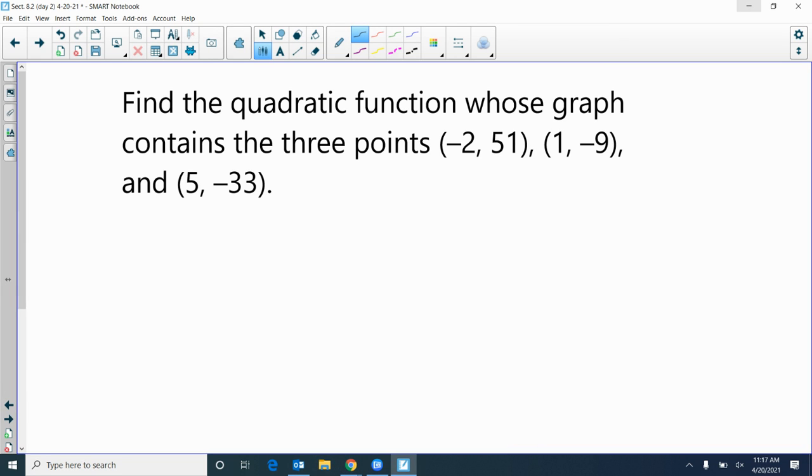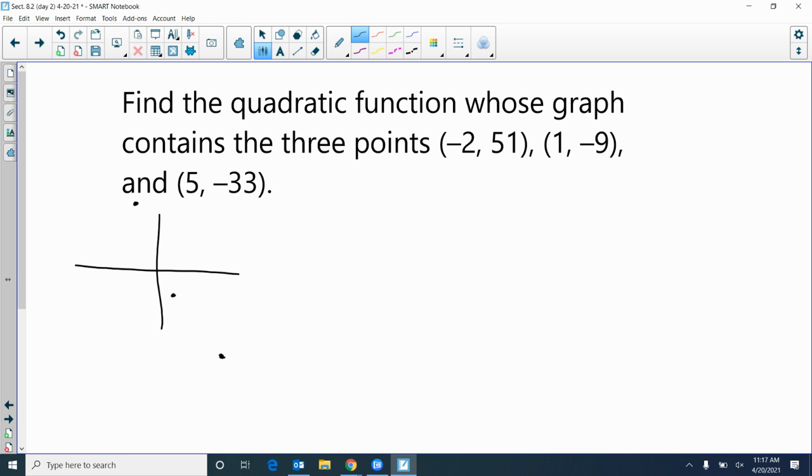All right. First, let me at least give you an idea of what you're looking for. It says find the quadratic function whose graph contains these 3 points. Negative 2, 51. Whoop, that'd be way up there. 1, negative 9. That'd be somewhere in here. And then 5, negative 33. Where's that at? That's probably down here somewhere.